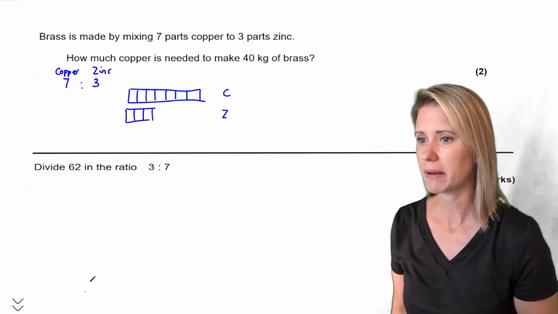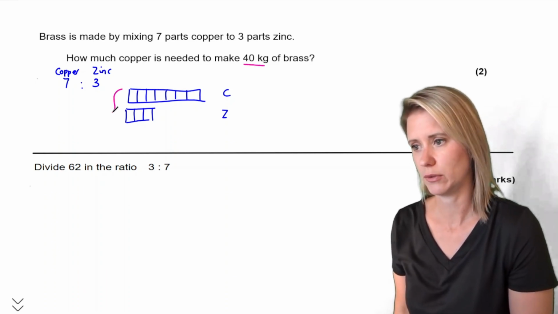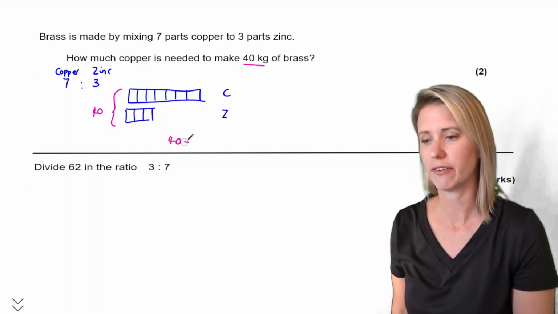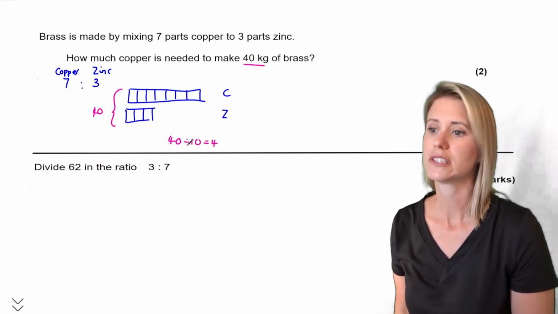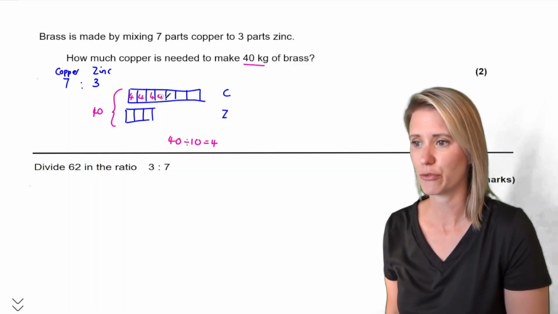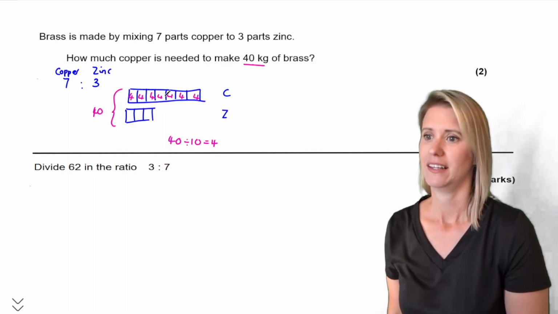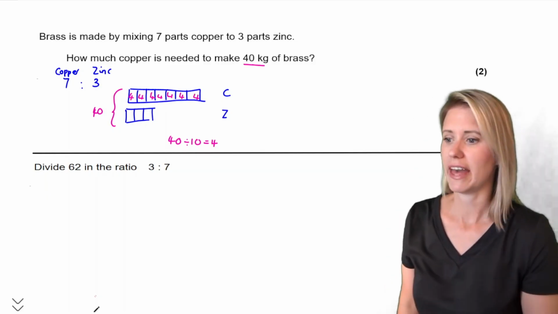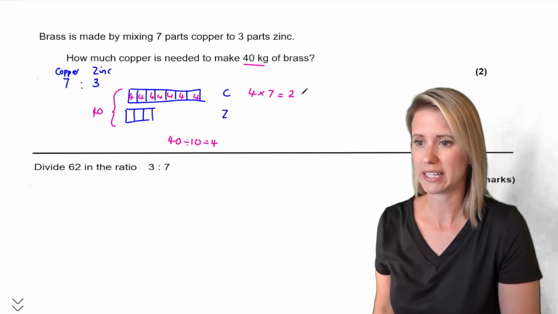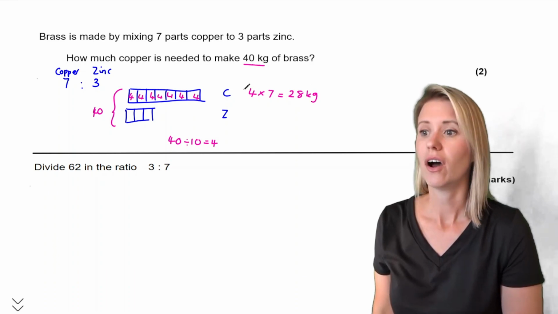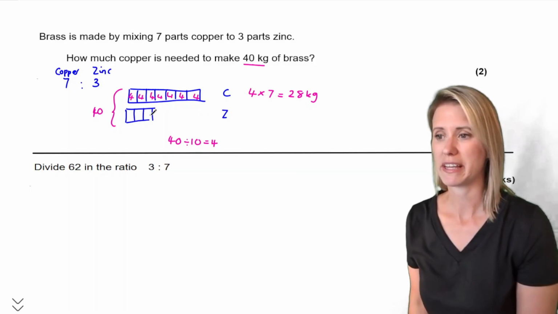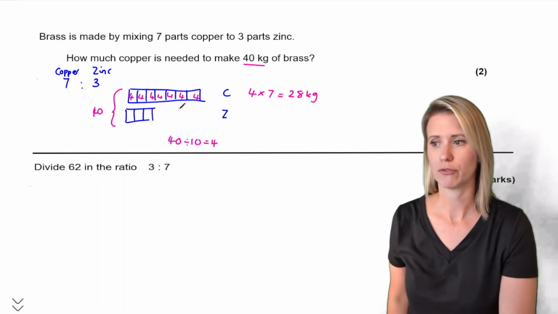Now we need to split the 40 kilos between all of these. And because there's 10, we're going to be doing 40 divided by 10, which is 4. So each part is worth 4. Our question is how much copper is needed. So if each box has 4 kilograms in it, then we need to do 4 multiplied by 7 because 4 is in 7 of those boxes. We need 28 kilos of the copper to make the brass. Check your answer. That would then be 12, and 28 plus 12 would make your 40.